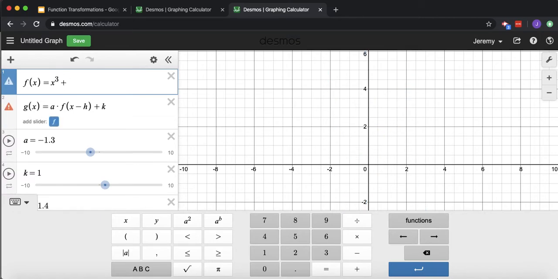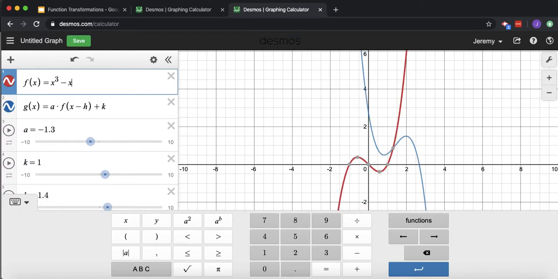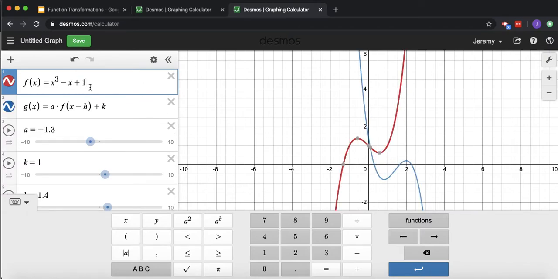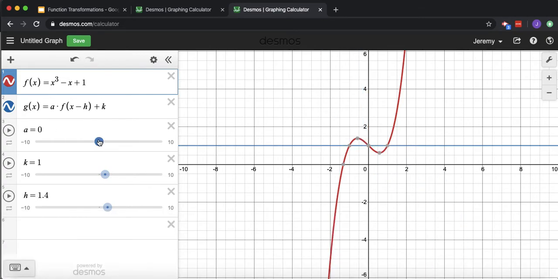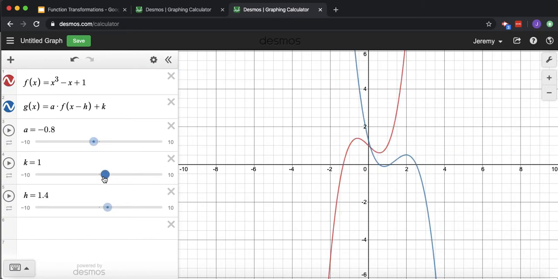something like some cubic. I don't know a lot about what graphs of cubics look like, but there's the red function f, and I just made up this cubic. Sure enough, a will stretch the function in the vertical direction or compress it and eventually reflect it. k will cause a vertical translation and h will cause a horizontal translation. I can show that this works in the same way by lining the function back up.